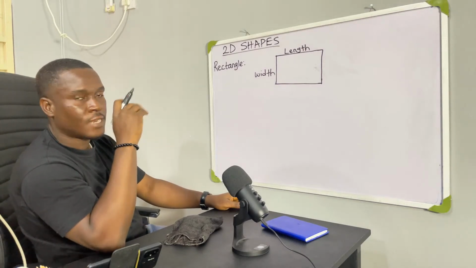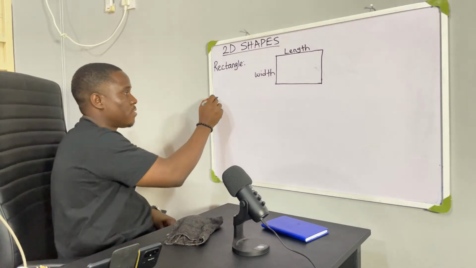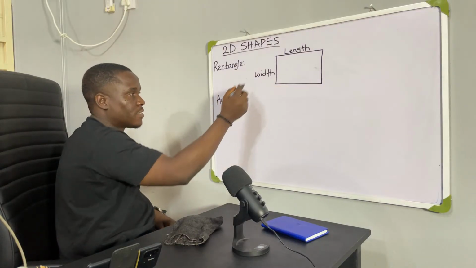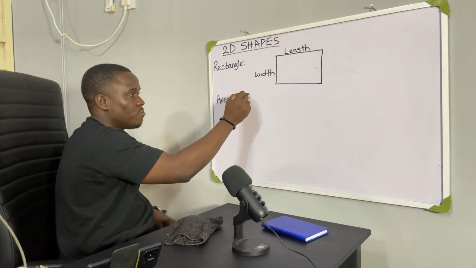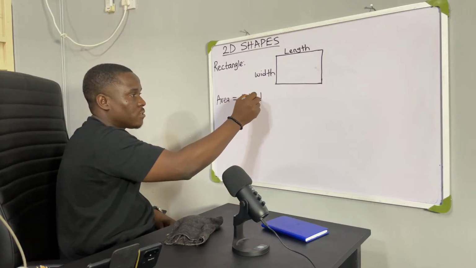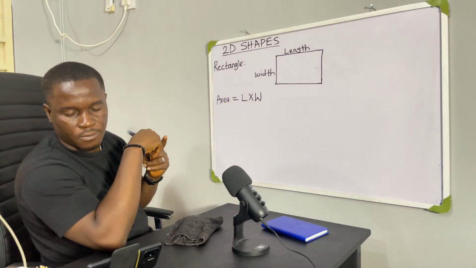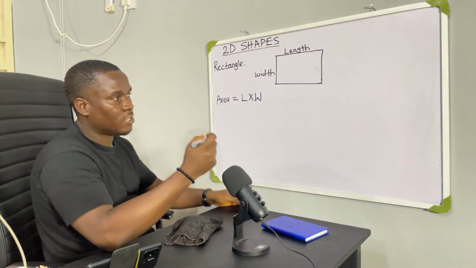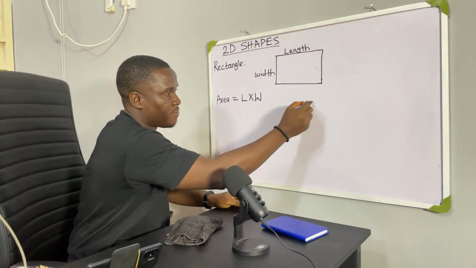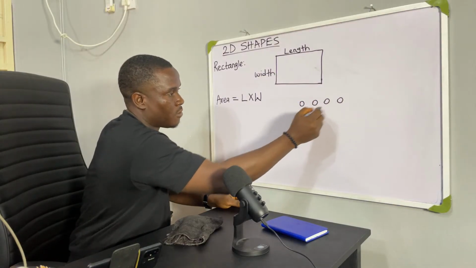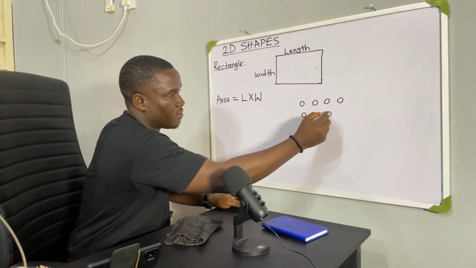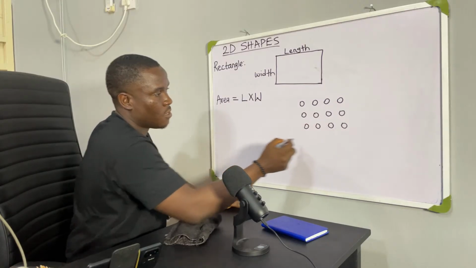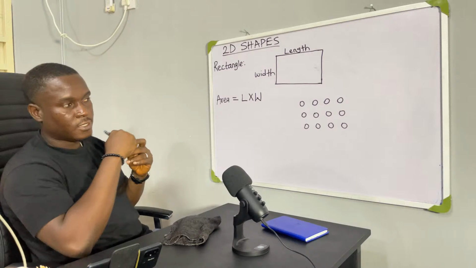Good. So now, what is the formula for area? The area of this rectangle is length multiplied by width. Very simple formula, length multiplied by width. How is it gotten? If I have, these are students in my class. How many students are in my class?